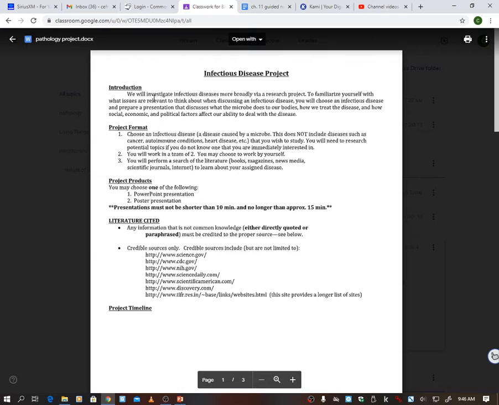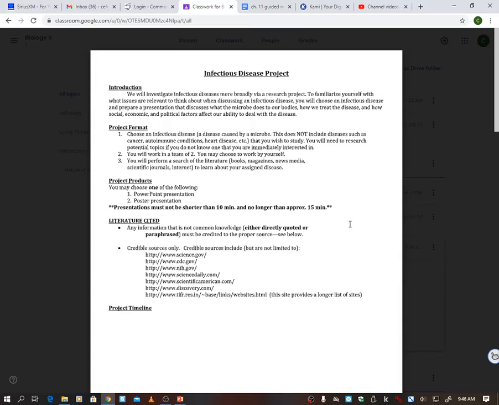So the introduction says we will investigate infectious disease more broadly via a research project to familiarize yourself with what issues are relevant to think about when discussing an infectious disease. You will choose an infectious disease and prepare a presentation that discusses what the microbe does to our bodies, how we treat the disease, and how social, economic, and political factors affect our ability to deal with the disease. Now that's going to impact some diseases more than others.